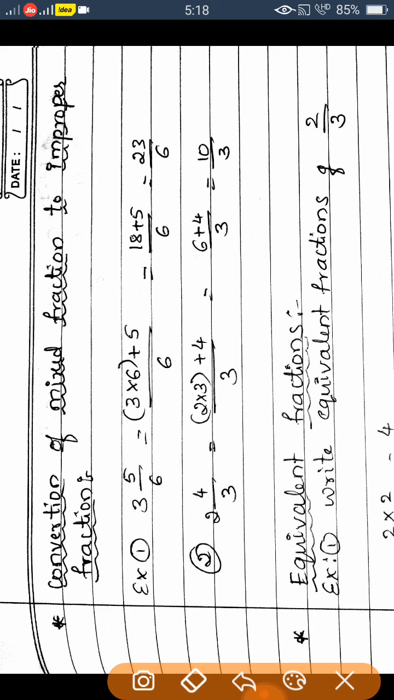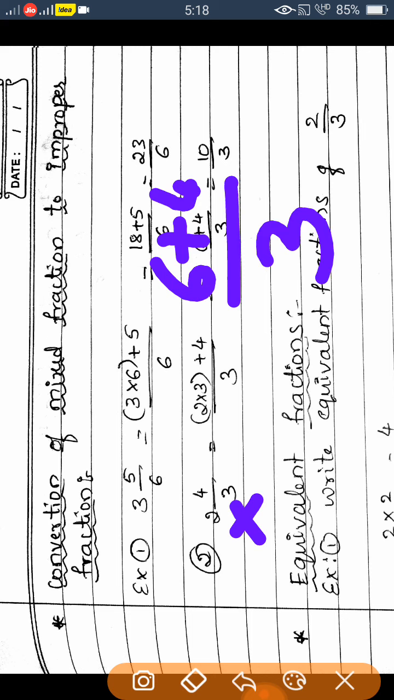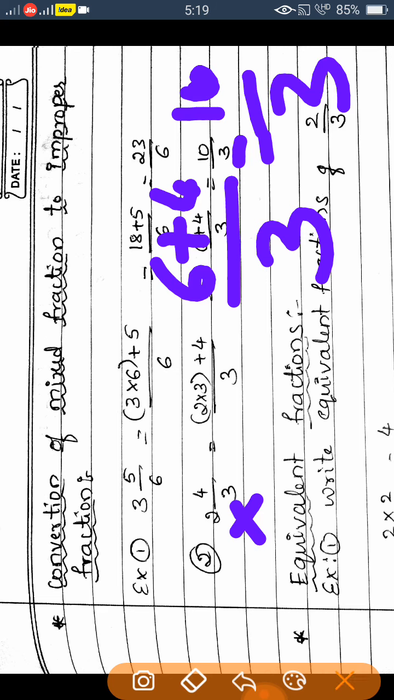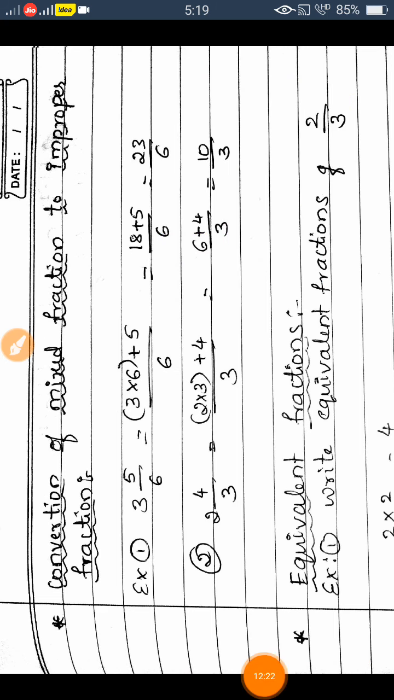Go for the second example: 2 and 4 by 3. See very carefully, you must listen to how to read the fractions. 2 and 4 by 3 we can write like this. Just multiply the denominator and the whole: 2 into 3 is 6. Just add the numerator 4, denominator same as it is, so it is 10 by 3. This is how a mixed fraction can be converted to an improper fraction.